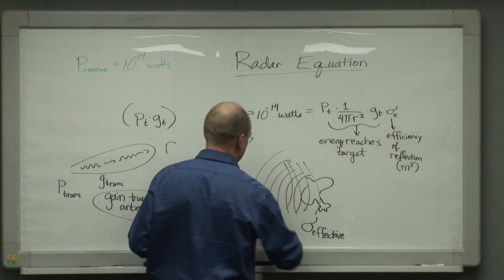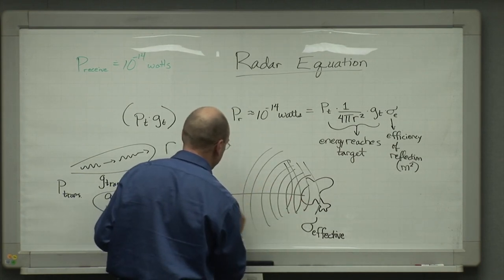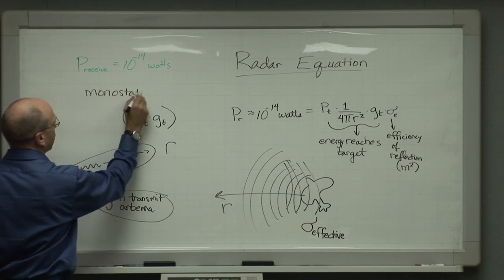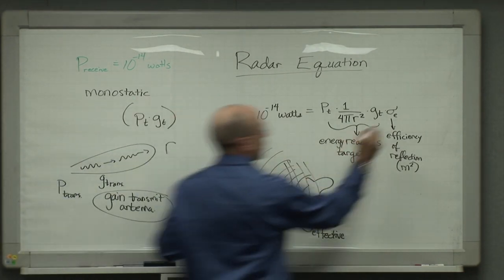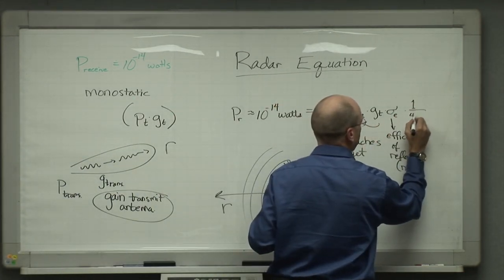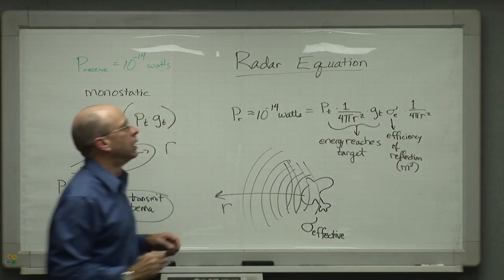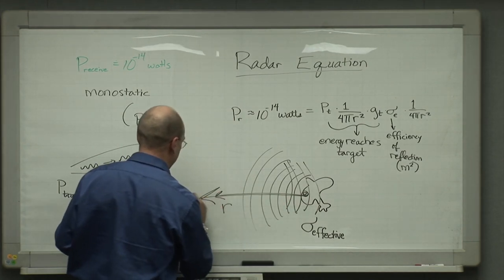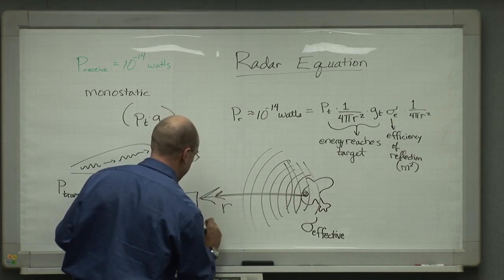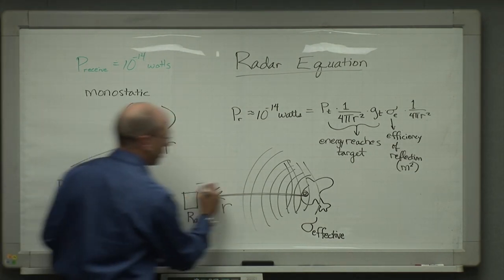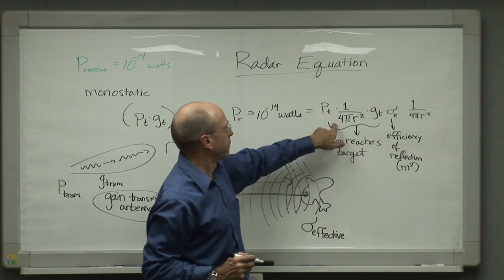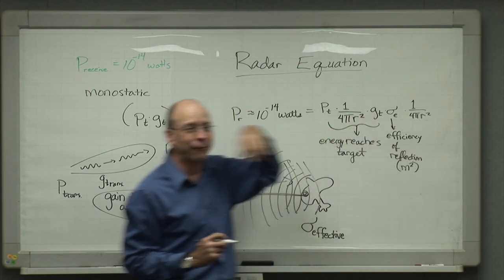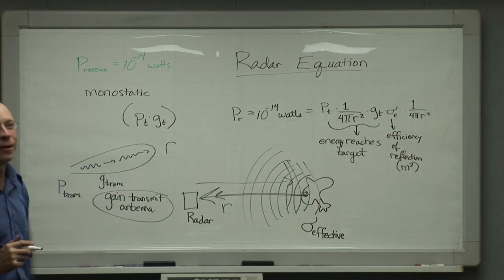Then this energy has to come back some distance R again back to the receiver, and remember that we're assuming that we're going to build a monostatic radar, so the distance out equals the distance back. So this energy again spreads by a factor of 1 over 4 pi R squared. R is measured from the target back to the radar station here, where it originated. So we have to go R out and R back. You really pay the price with the radar system. You lose 4 pi R squared twice, which means that this is going to come out to be an R to the fourth, unlike a communication system that would classically run R squared.